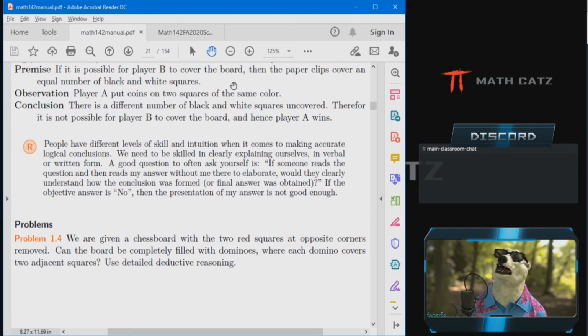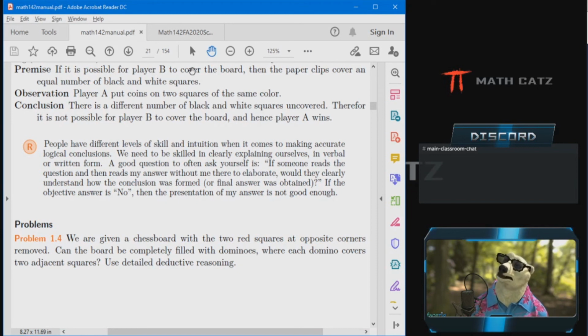Now I maybe make an observation on a game. One observation could be, player A put coins on 2 squares of the same color. This is just one example. If player A put coins on 2 squares of the same color, then the squares that remain have a different number of black and white squares. Think of the rain and the grass. Premise, if it rains, then the grass is wet. What part do I observe here now?